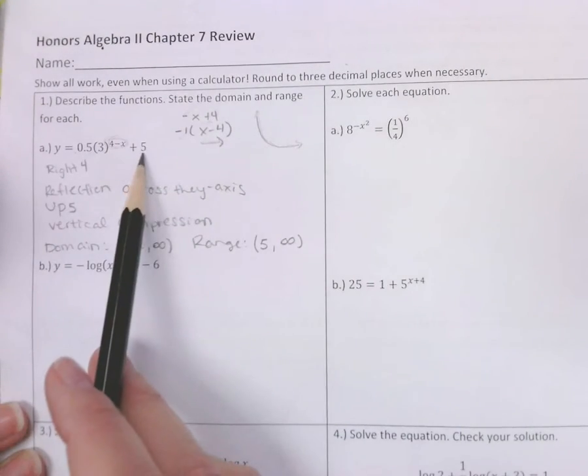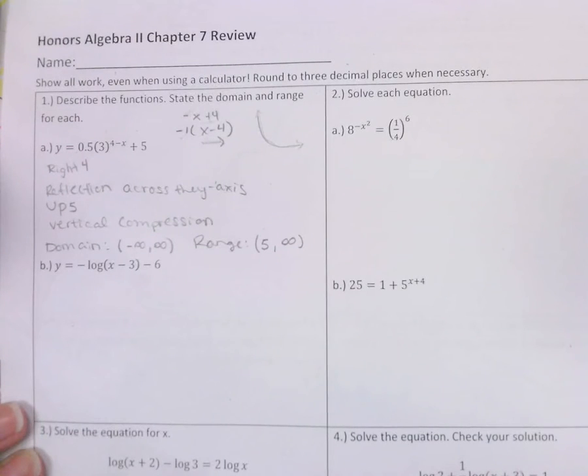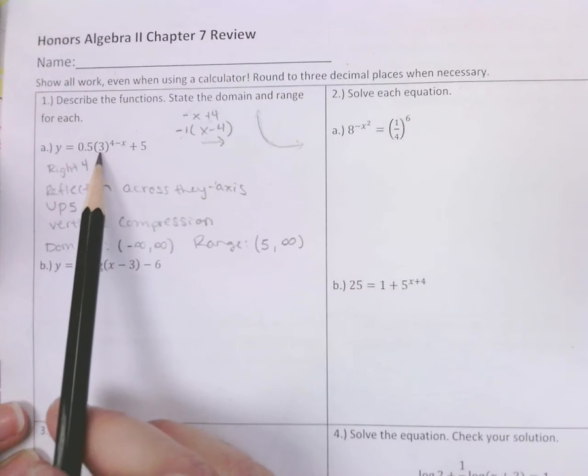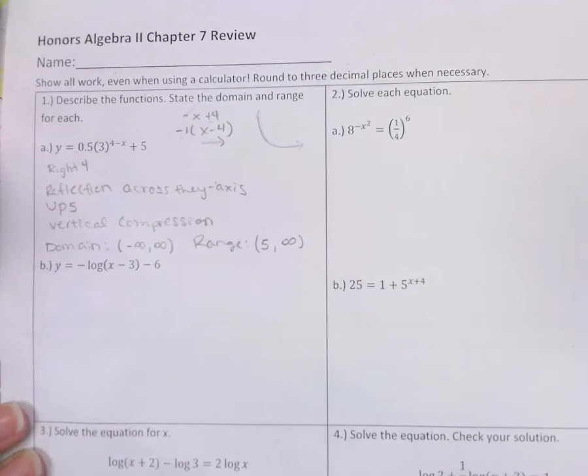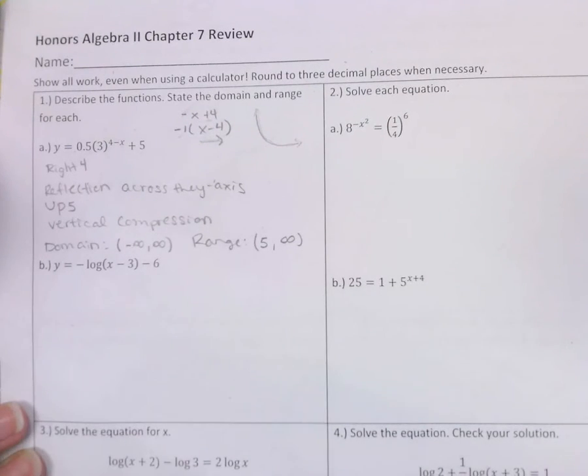If it's reflected across the x-axis, then it would be negative infinity to 5 because it would be going down. How do you know it's decay? It would have been growth because this is a 3, but then since it's reflected, that makes it decay.